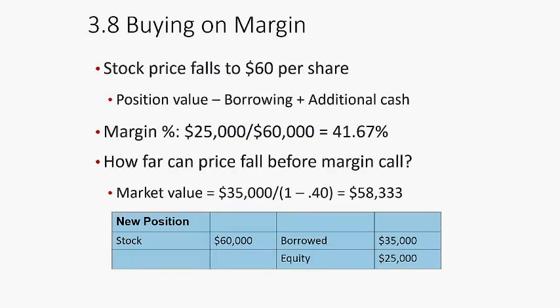So the stock price falls to $60 a share. Your overall stock position is no longer worth $70,000. It's only worth $60,000. Now your borrowed amount still stays the same. Remember, you owe this. Who takes the loss is you as the investor. So the borrowed amount is still $35,000, but the equity has lost $10,000, because the price dropped by $10. So $10 times 1,000 shares is $10,000. Given that, your equity position is $25,000.